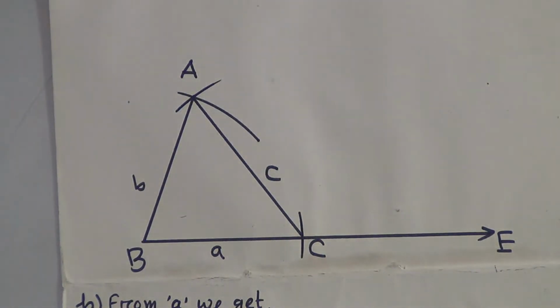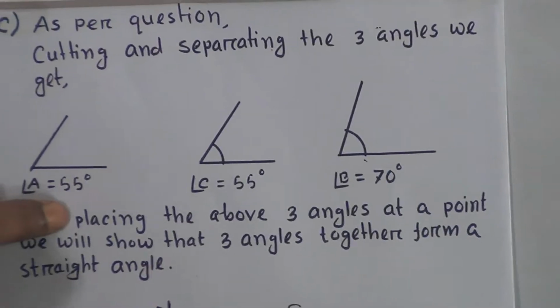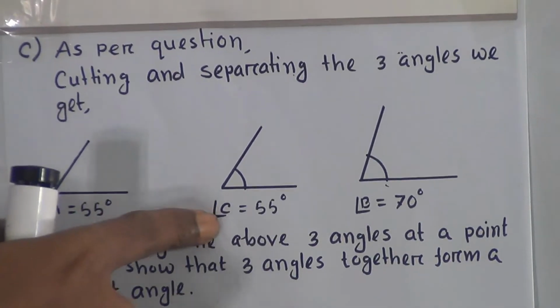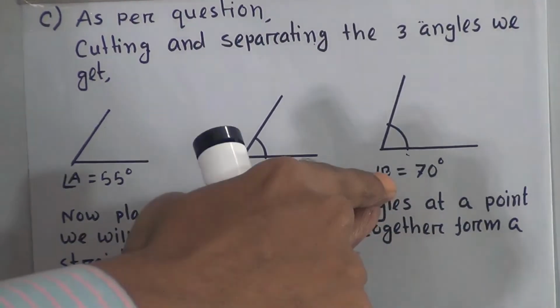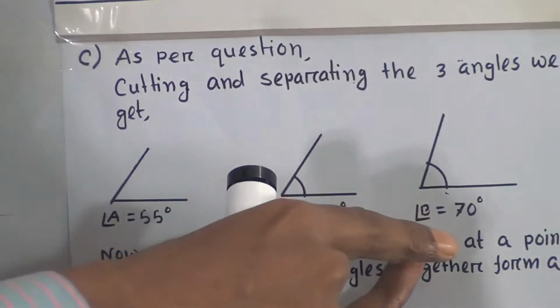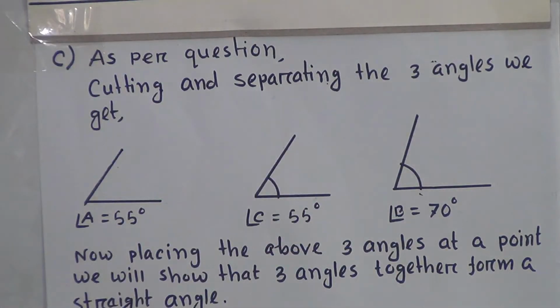Look, now see question number C. A equal to 55 degree we got, C equal to 55 degree because these two angles are equal, and B equal to what? Angle B equal to 70 degree. Okay, which is shown to you. Now according to the question, placing the above three angles at a point, we will show that the three angles together form a straight angle.